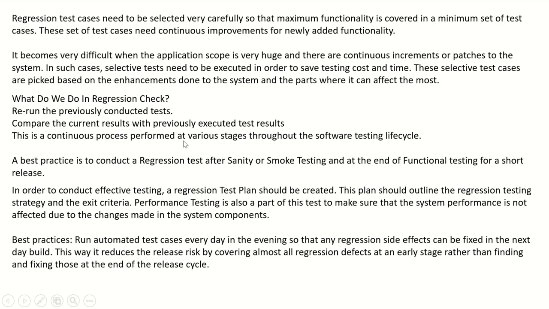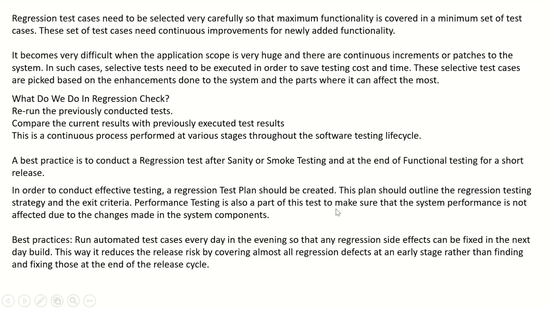This is a continuous process performed at various stages throughout the software testing lifecycle. Best practice is to conduct a regression test after sanity or smoke testing, and at the end of the functional testing for a short release. In order to conduct effective testing, a regression test plan should be created. The plan should outline the regression testing strategy and exit criteria.